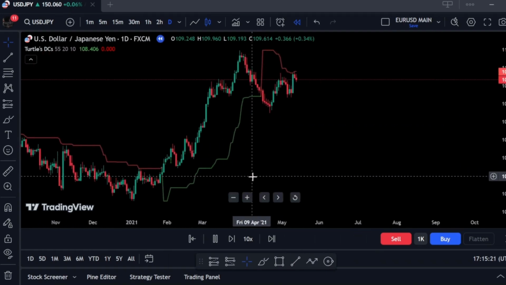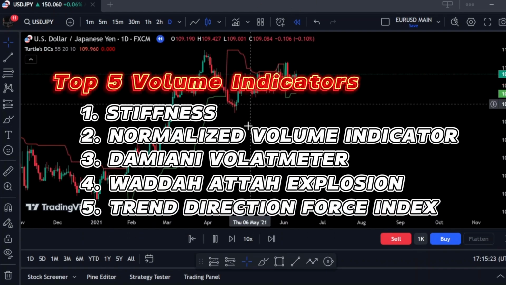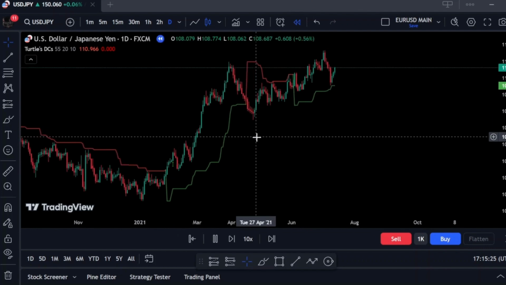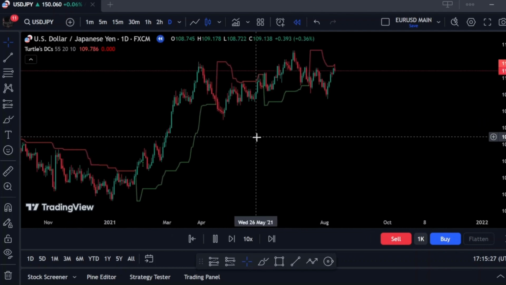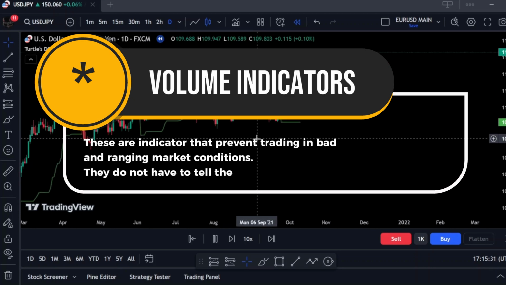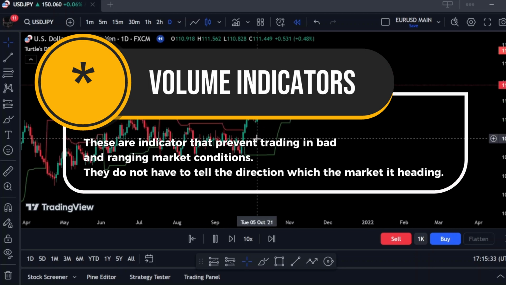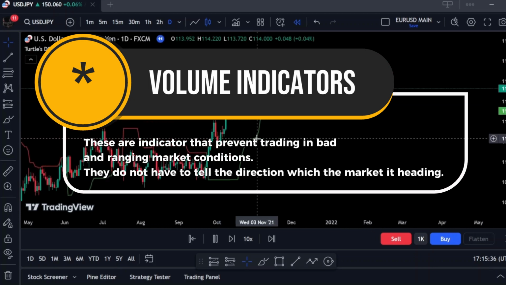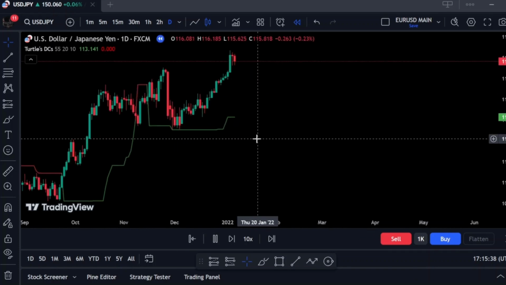In today's video, we're going to be looking at the top 5 volume indicators that you can find. Now, before we kick off the video, we first need to understand what a volume indicator does, or the function of volume indicators. Volume indicators have only one job, which is to let us know if there is enough volume or volatility in the market to execute our trades.